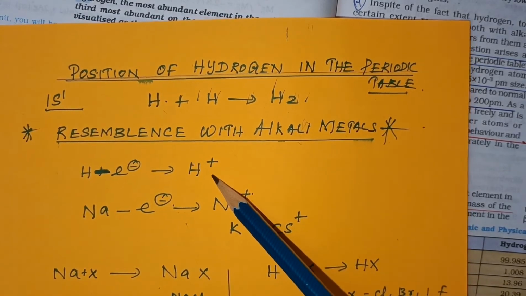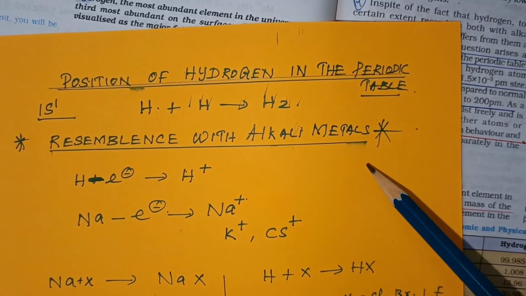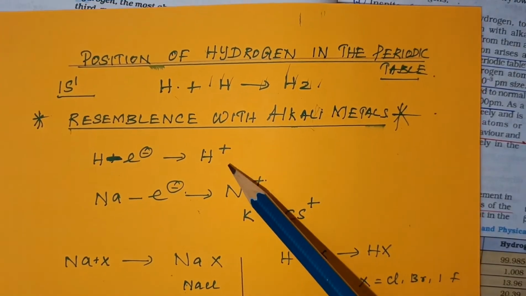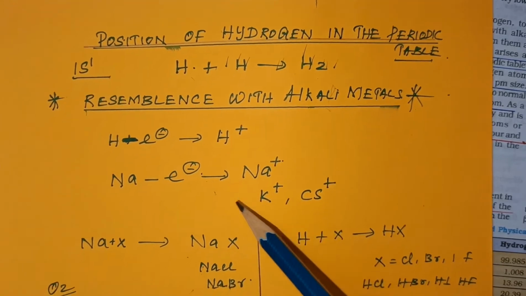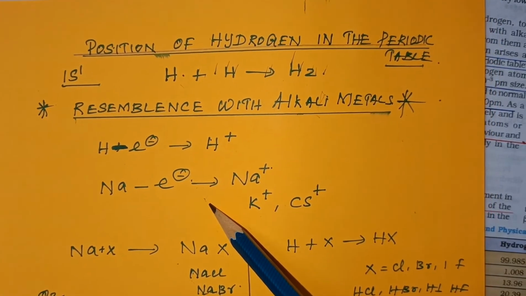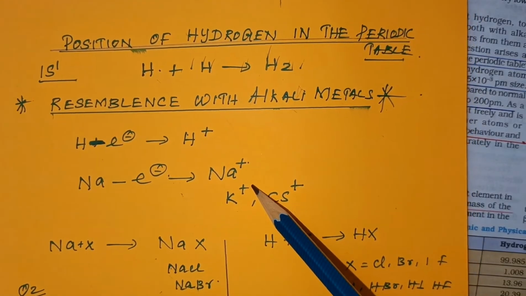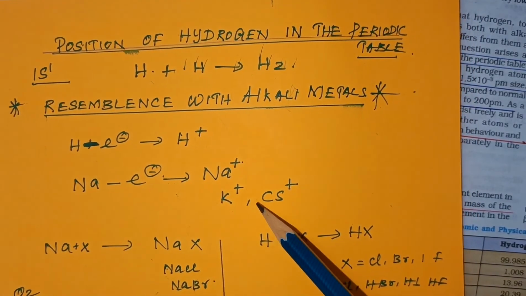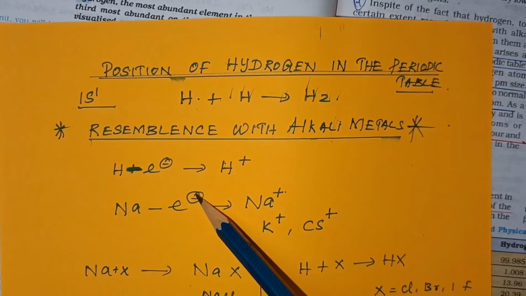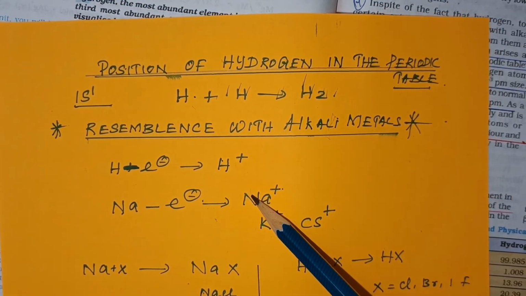The first heading is resemblance of hydrogen with alkali metals. Hydrogen resembles alkali metals in the formation of unipositive ion. Here, the alkali metals lose one electron from their valence shell, forming a unipositive ion, for example Na+, K+, and Cs+. Similarly, hydrogen also possesses the property of forming a unipositive ion.